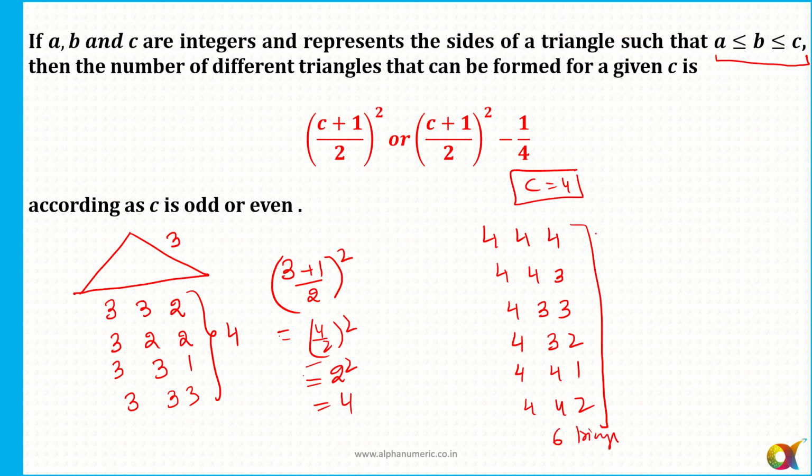Now, if I use the formula, I need to use the second formula, since C is even, C is 4. So 4 plus 1 by 2 whole square minus 1 by 4. So that is 5 by 2 whole square. 5 by 2 whole square is nothing but 25 by 4 minus 1 by 4. And 25 by 4 minus 1 by 4 comes out to be equal to 6. And this is the answer. So I hope that it is clear.